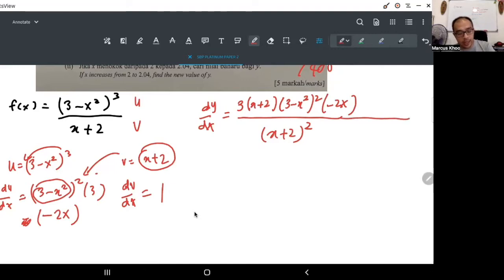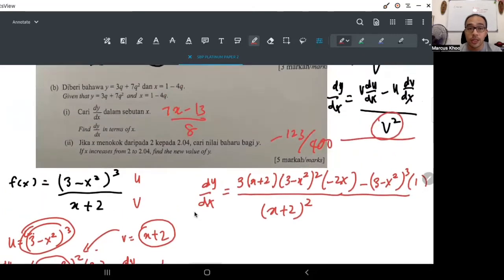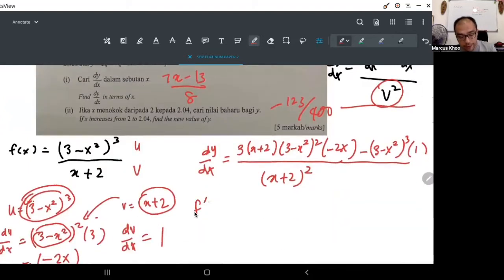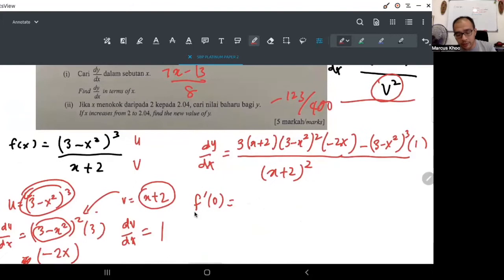And then this one is minus u, which is this one, (3 minus x squared) to the power of 3 times 1. Then after that you simplify this. Simplify this and substitute x equals 0. So f prime 0 is when x equals 0, and that makes things a lot easier. So you get the value negative 27 over 4. Final answer. You get this negative 27 over 4.